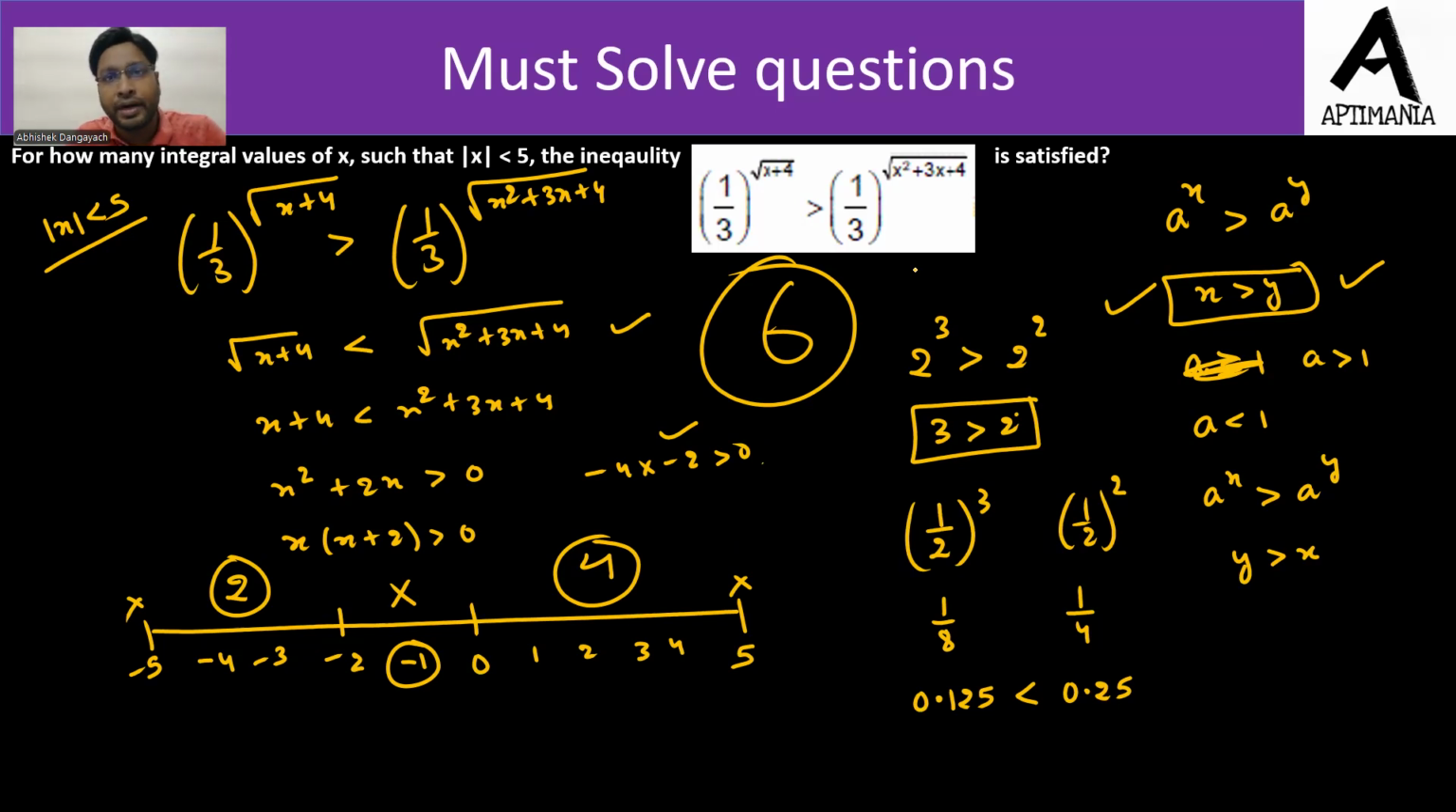The question was easy, but the point to understand here was we need to avoid this silly mistake. Here, if you make under root x plus 4 greater than the other under root, then definitely your answer is going to be wrong. So just be careful while checking whether the value given is less than 1 or greater than 1. I hope it is clear to you. Thank you.